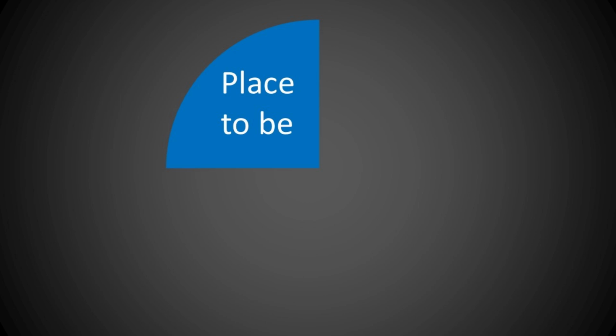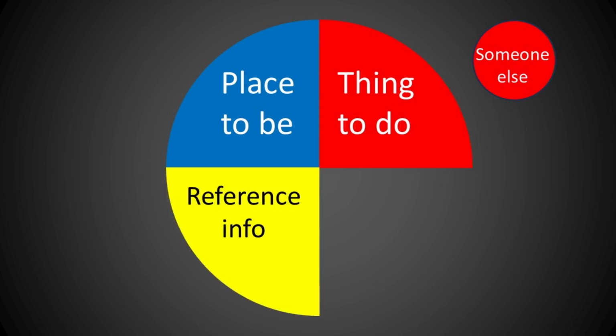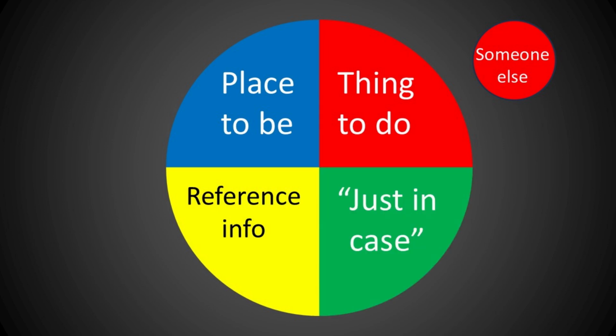It's either information about a place you need to be, a thing you have to do, a thing someone else needs to do, information that you want to save for later because it's good reference information, or documentation, messages that you want to save just in case. Everything else is junk. Every piece of email falls into one of those categories. So let's get started on taming that scary inbox.